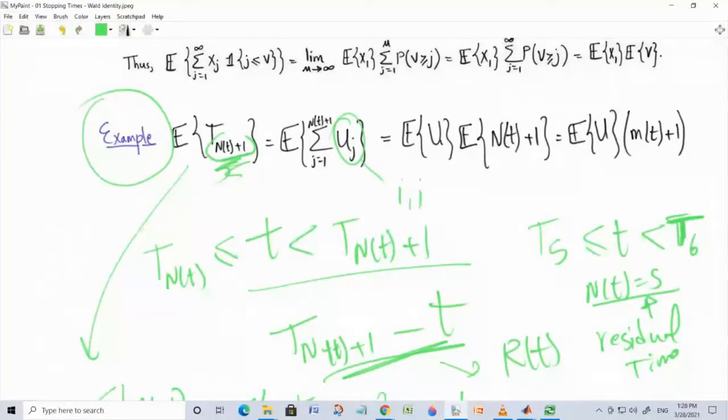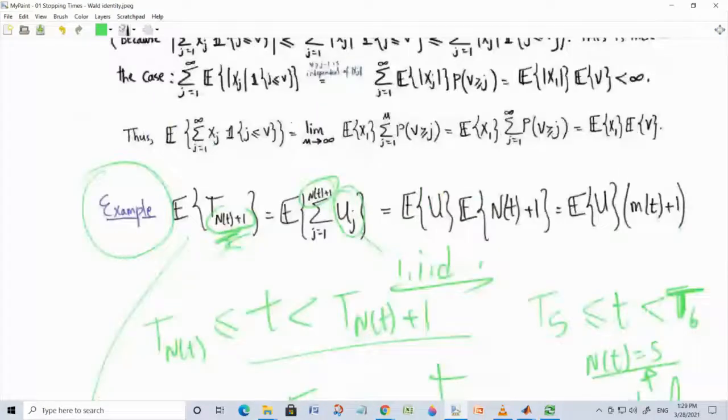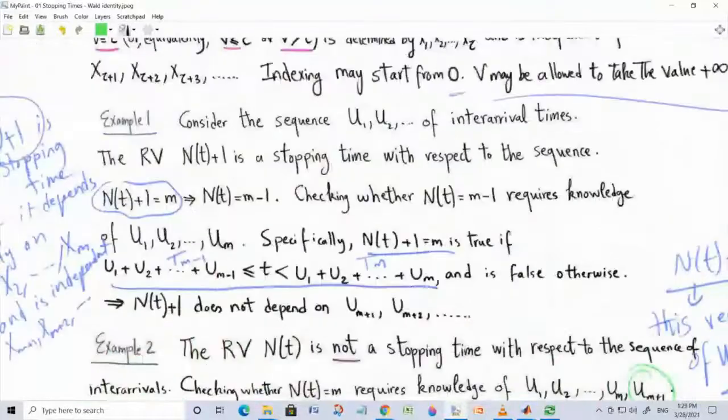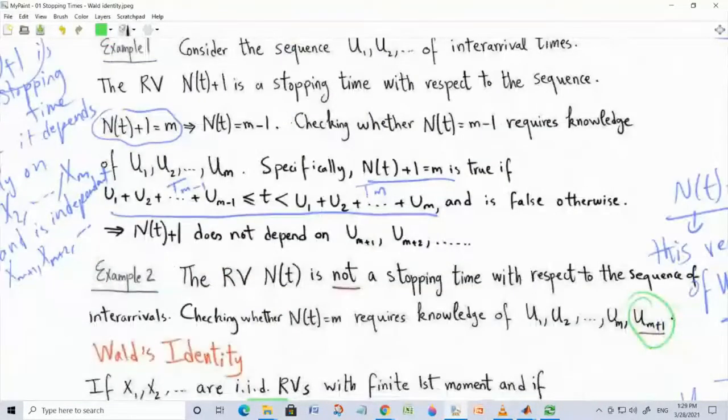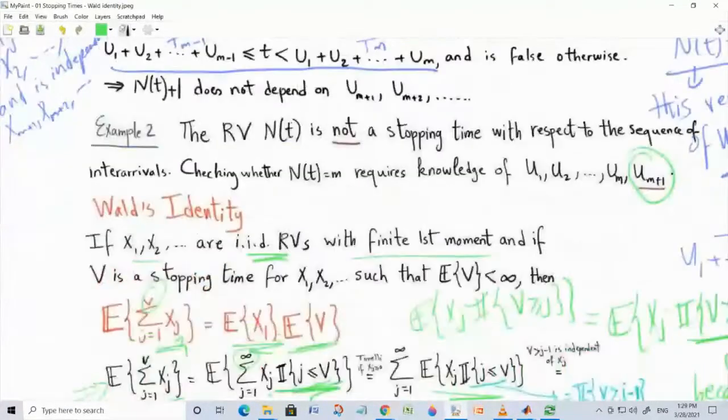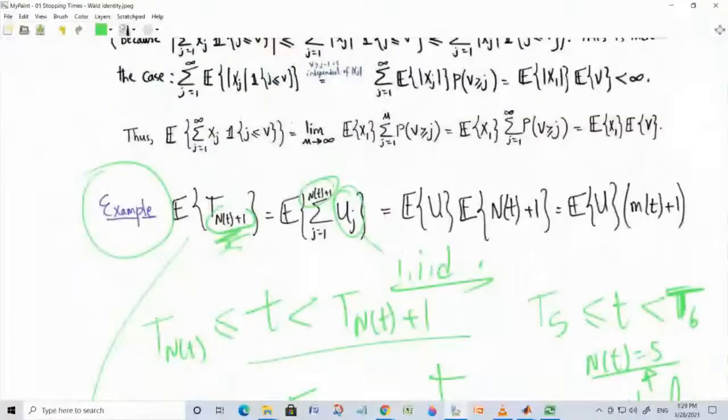And this is an IID sequence. Those guys are IID because this is how we define renewal processes. The number of terms in the sum is indeed a random variable, but it is a special case of random variables called stopping times. It's a stopping time with respect to the sequence U1, U2, and so on. Why? This is the example here: the random variable N(t) itself is not a stopping time, but N(t)+1 is a stopping time.